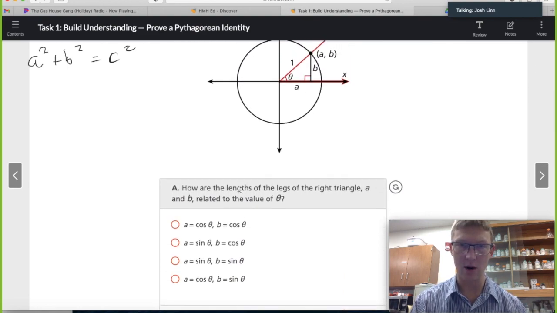So how are the lengths of the legs of the right triangle, A and B, related to the value of theta? We've already talked about that. A is our x, so A is cosine of theta, and then B is sine of theta.